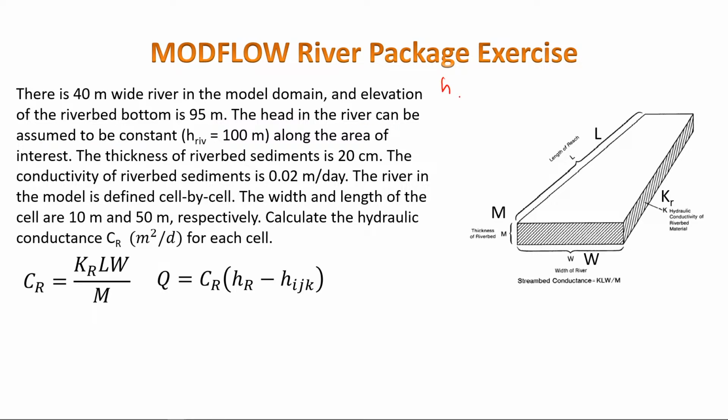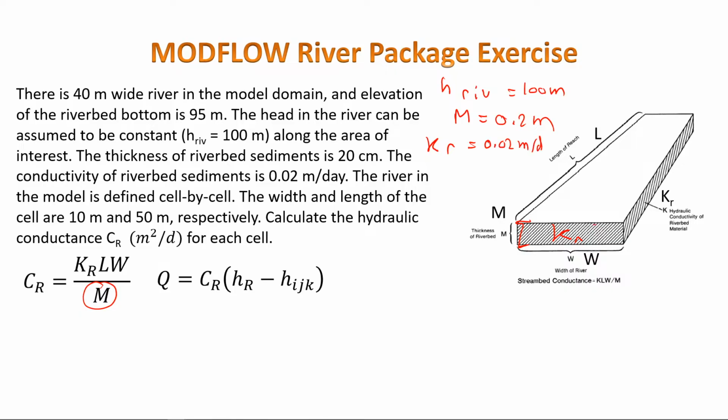So now we have the first piece of information. Head in the river is 100 meters along the area of interest. The thickness of the riverbed sediment, that's M, this guy here, is 0.2 meter. The conductivity of the riverbed sediment, the K of this guy, K river, is 0.02 meter per day.